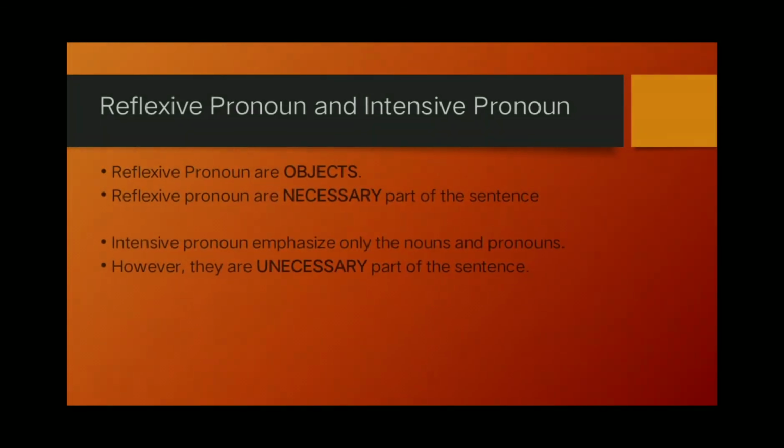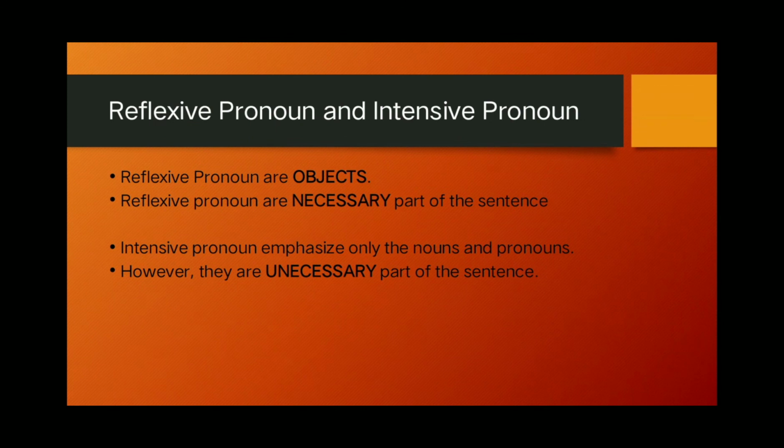Okay, here is the last tip that I can give you. If you're still confused about the difference between the two, here is a trick you can use to tell the two pronouns apart. To determine whether a pronoun is reflexive or intensive, you can read a sentence aloud and remove the pronoun from the sentence. If the meaning of the sentence changes, the pronoun is reflexive. And if the meaning of the sentence stays the same, the pronoun is intensive.